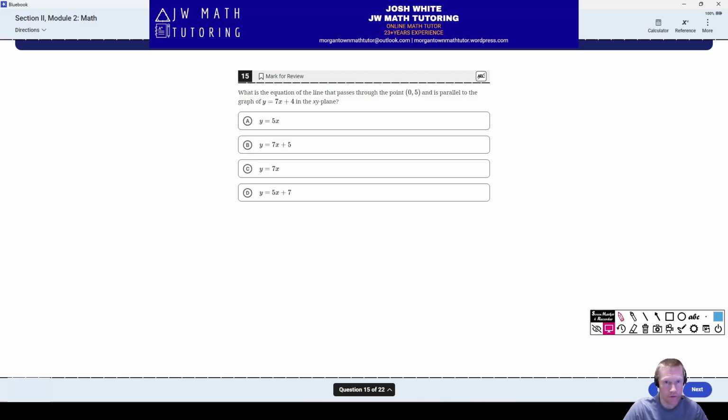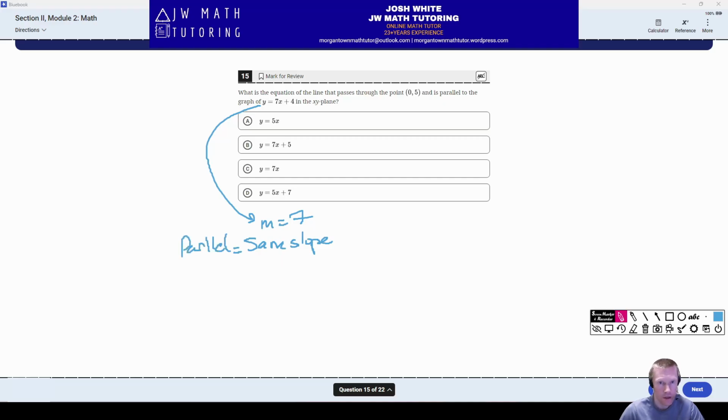Next question, number 15. Here you have a line that goes through a given point, and it's parallel to this other given line. So first we need to notice that this given line has a slope of 7. Parallel lines have the same slope. Therefore, our line will also have a slope of 7. So right off the bat, you know this is wrong, it has a slope of 5. We need a slope of 7.